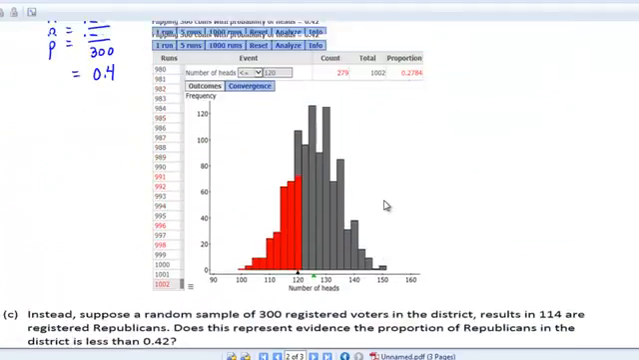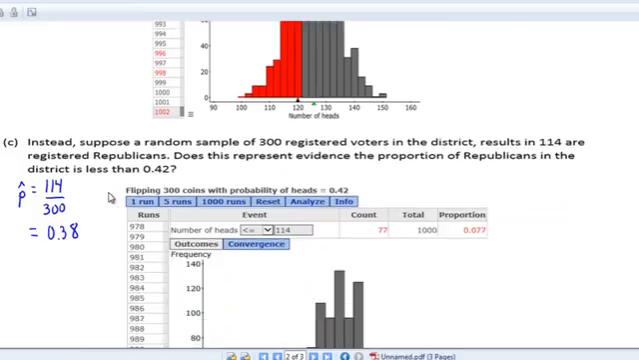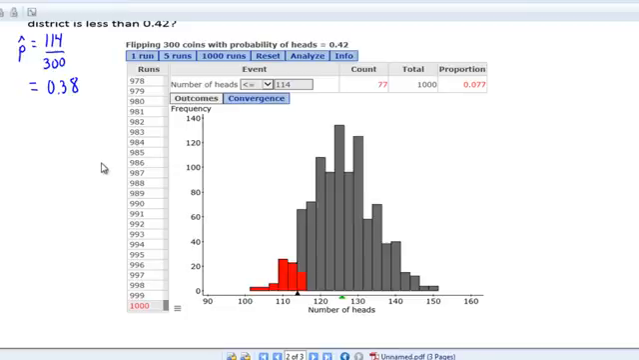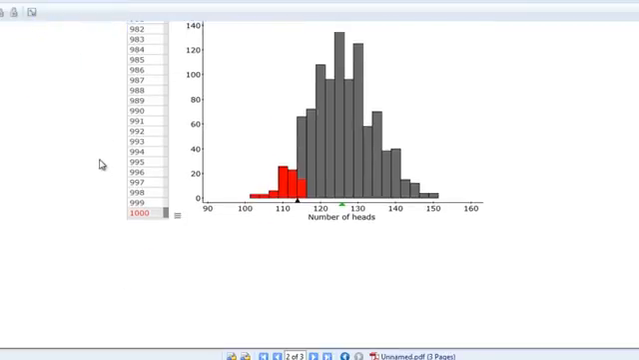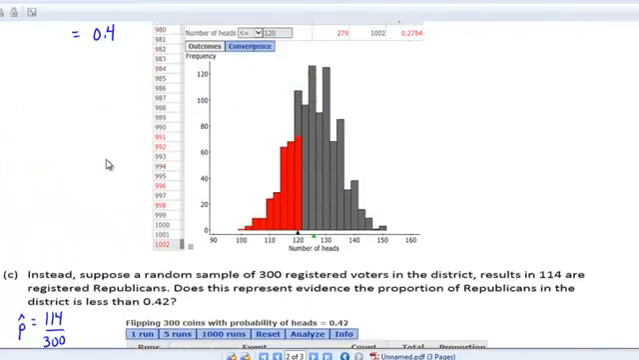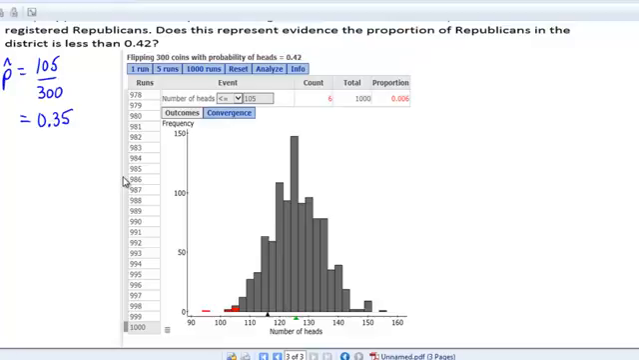Notice, as my sample proportion moved further and further away from the assumed value of the population proportion, the observed results become less and less likely. See that? So as I go from 0.4 to 0.38 to 0.335, the results become less and less likely if the statement in the null is true. So in this last scenario, where you have results that are highly unusual if the statement in the null is true, you can come to one of two conclusions.